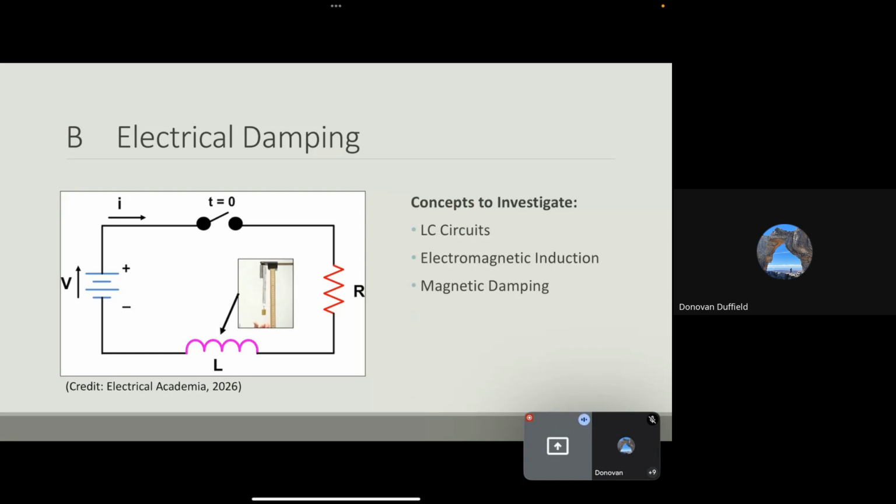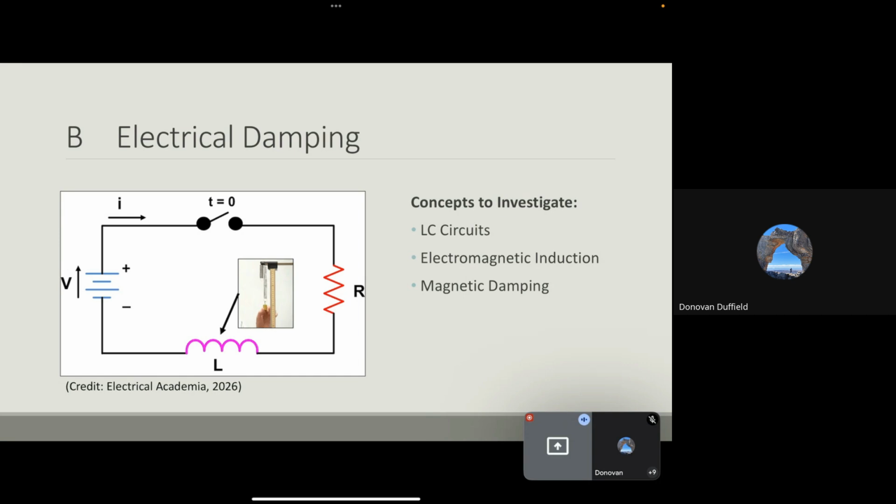Then some concepts to look at are your circuit types. In this case, it's an LR circuit, an inductor-resistor circuit. I put LC, but it's an LR circuit. Look at electromagnetic induction. That's probably what plays a role in the damping of your magnet. And then look in particular at magnetic damping.